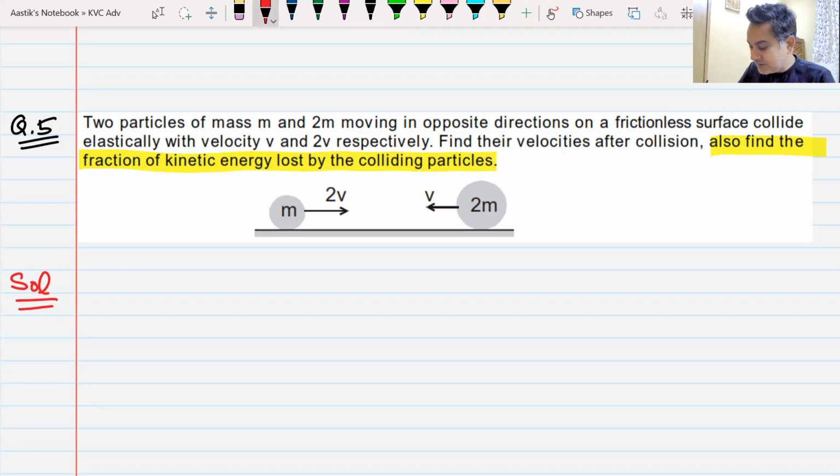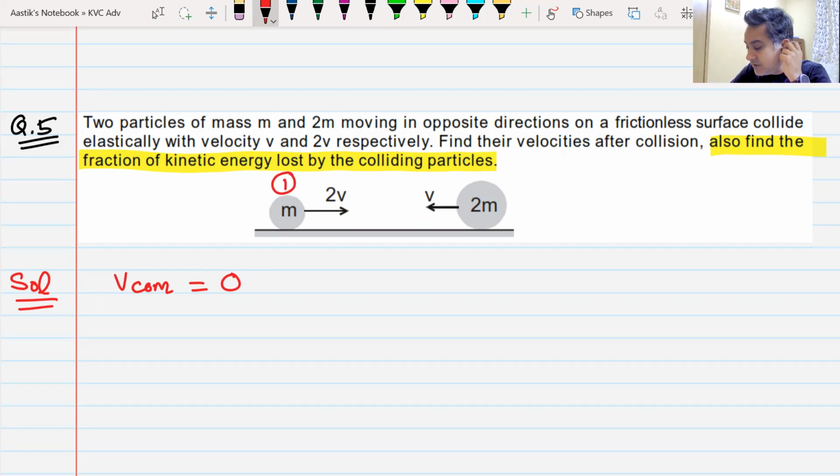No. The first thing is I will find the velocity of center of mass of the system. What is the velocity of center of mass? The question is put in such a way that the velocity of center of mass is 0. Yes or no? Yes, sir.